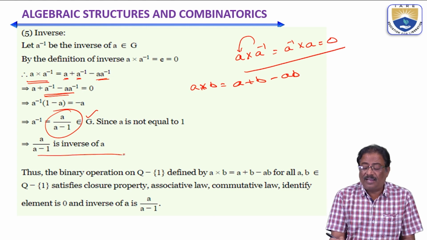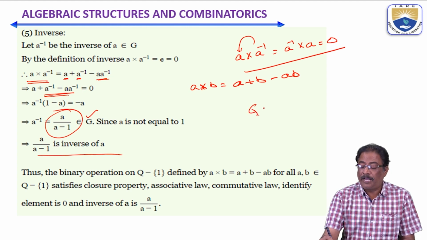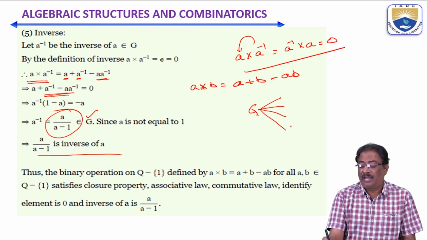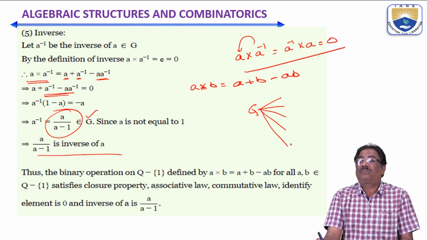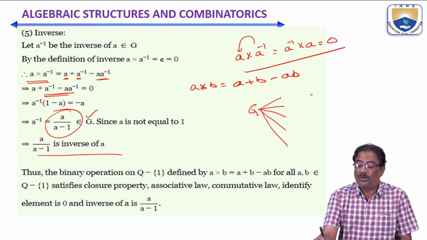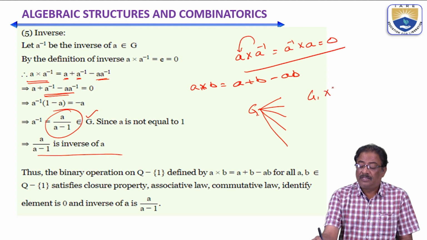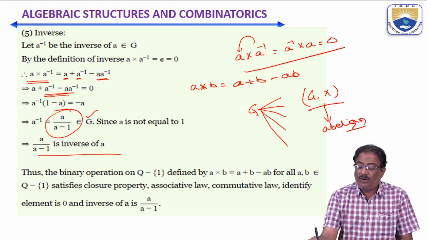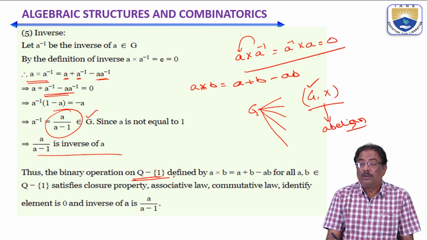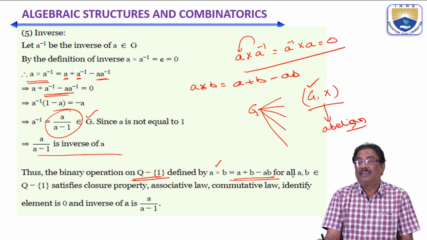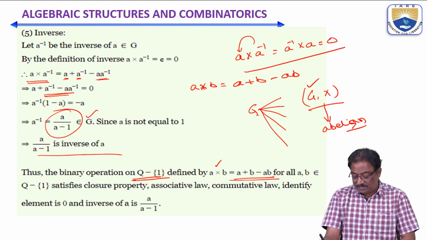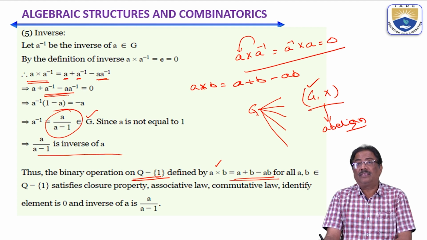So thus we can say that G satisfies closure, associativity, existence of identity and inverse, and it also satisfies the commutative law. So we say that G with this binary operation is an abelian group. What is G here? Q minus 1. And the binary operation defined like this is an abelian group. So like this we have to do.